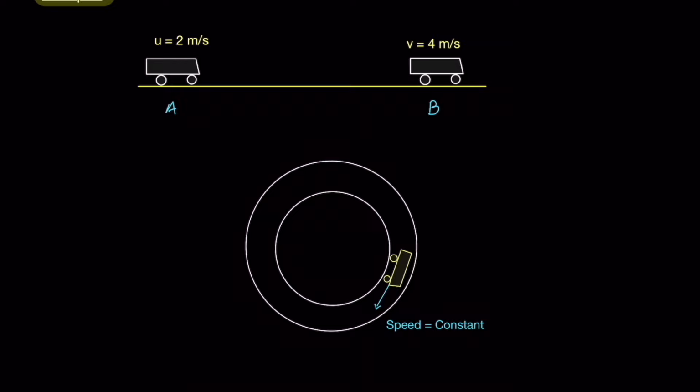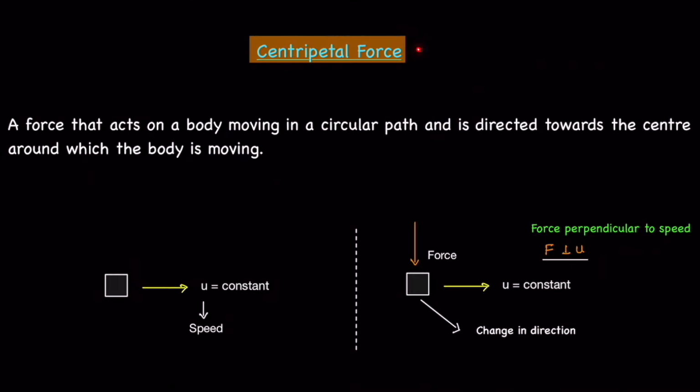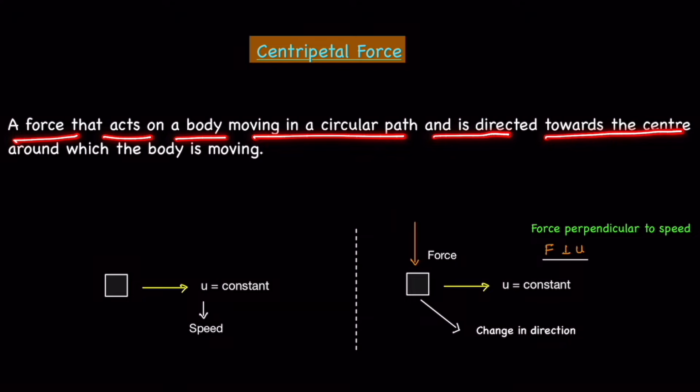There are many types of forces acting on a body. It could be normal force, friction force, spring force, gravitational force, magnetic force. But for this chapter, our focus will be on the gravitational force. To better understand gravitational force, we have to know about the centripetal force. Centripetal force is defined as a force that acts on a body moving in a circular path and is directed towards the center around which the body is moving.